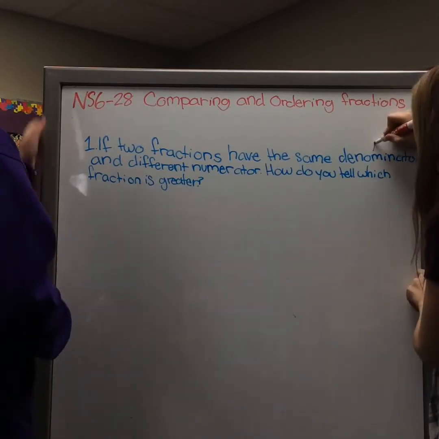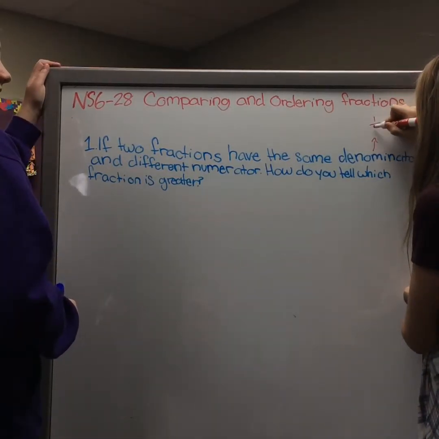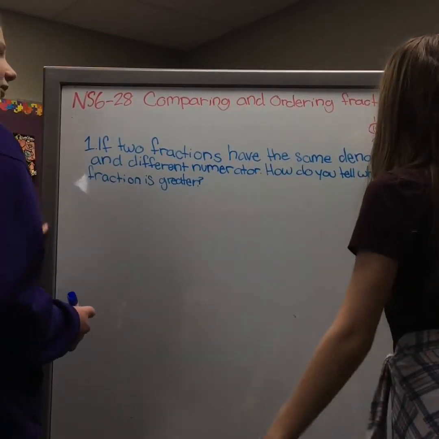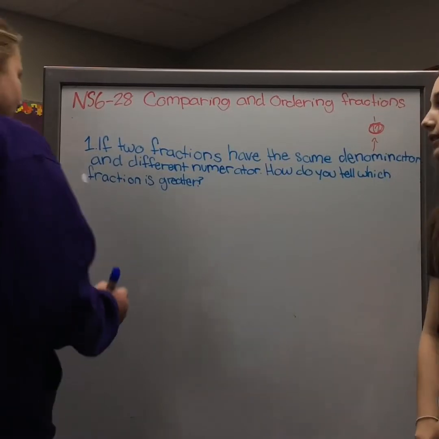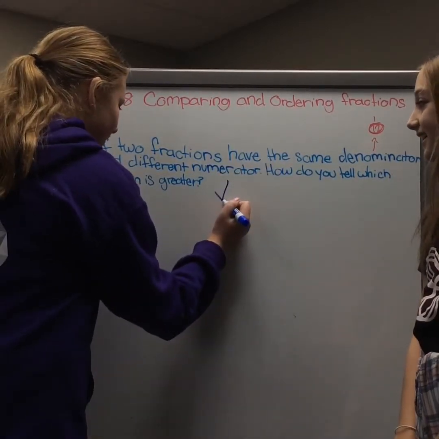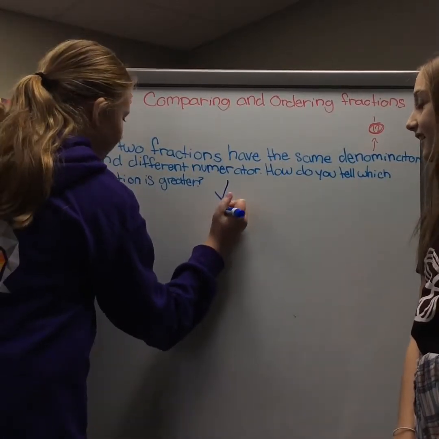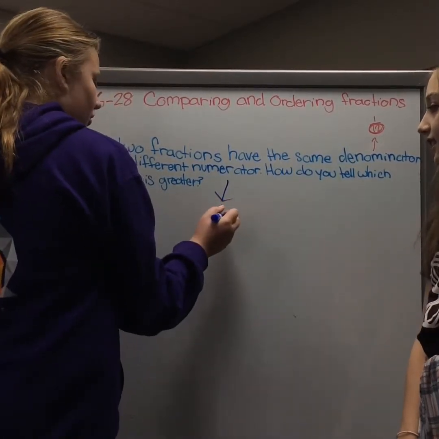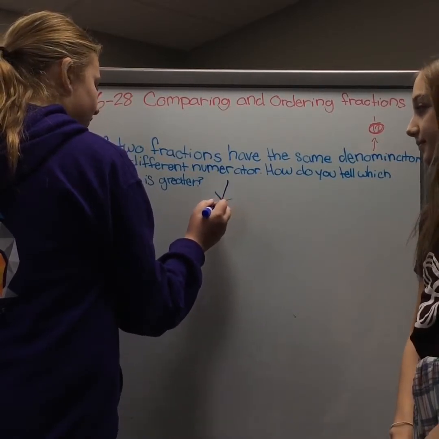So the denominator is what you're dividing the fraction by, so the bottom number. And then a numerator is the top number. So if it was one half, so 1 out of 2, the numerator would be the top one, so 1.